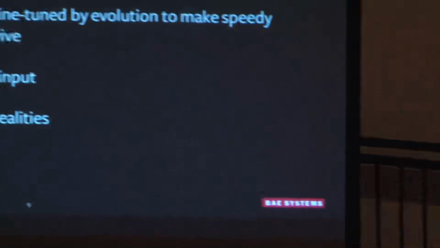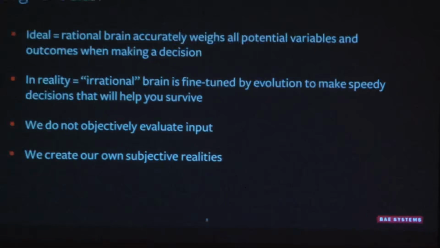So cognitive biases. Basically we have a lizard brain that makes us think somewhat irrationally a lot of the time. The ideal is the Homo economicus, someone that makes perfectly rational, self-interested decisions, keeping in mind all the potential variables and outcomes when making a decision. But in reality, we mostly use our irrational brain, which is fine-tuned by evolution, as I say, to make speedy decisions to help you survive.